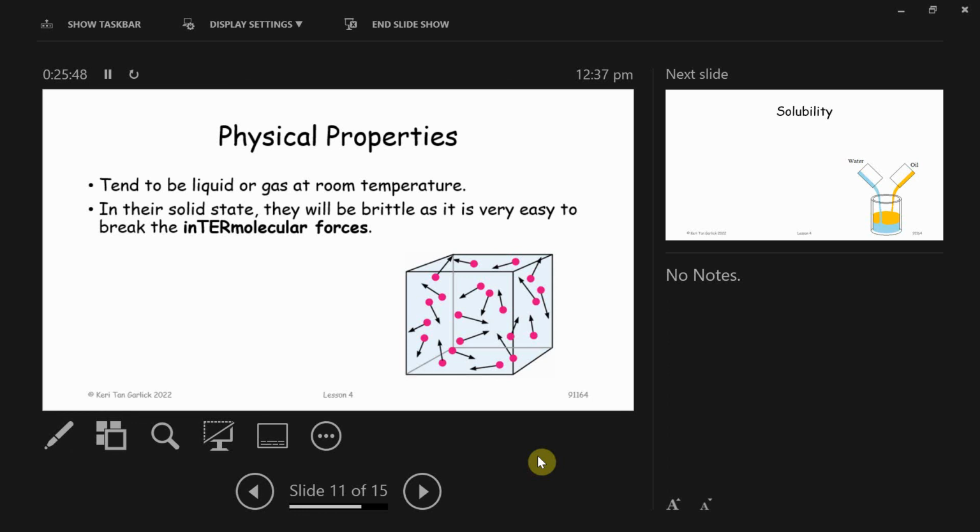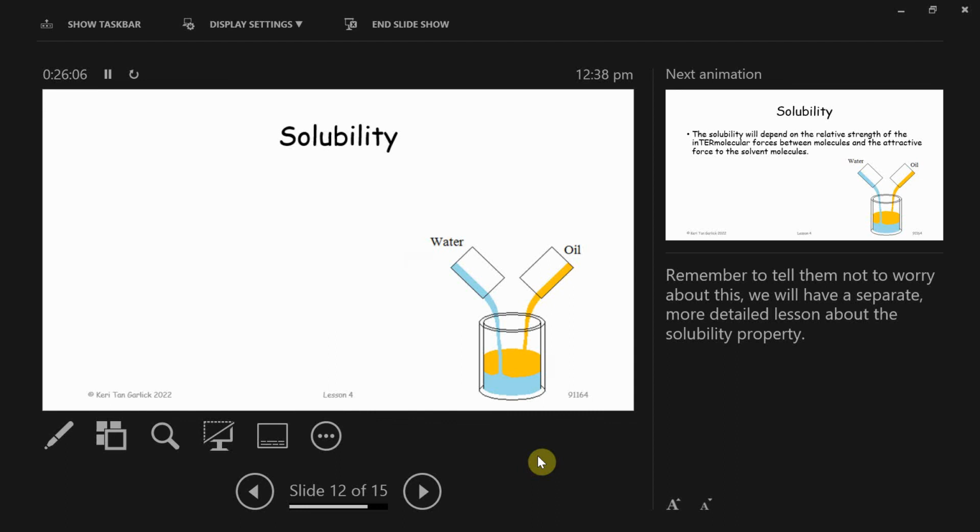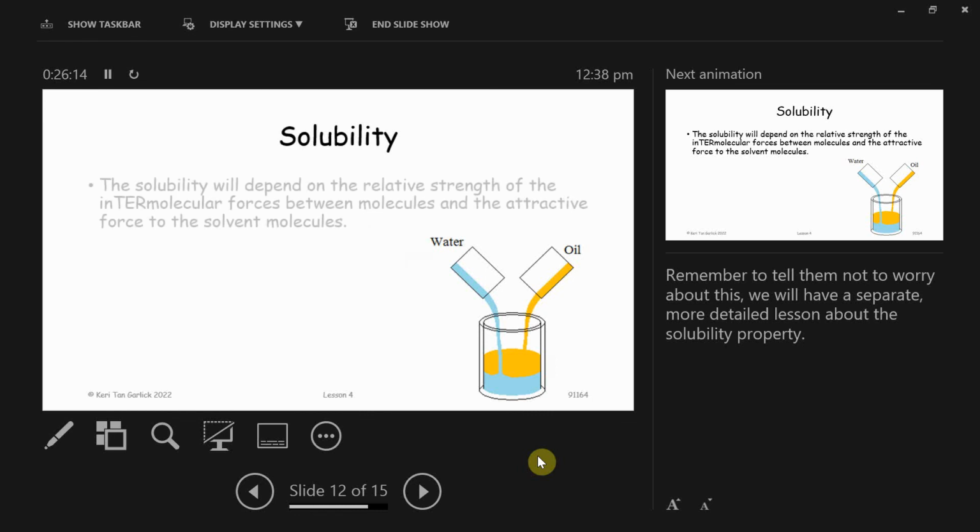Don't worry about copying everything that I have there. For the new people, don't worry about madly writing down all these notes. It is in the booklet, and I have provided the PowerPoint on my Google site. I'm going to drop the notes down onto the slide itself. All right, solubility is the next thing. We will do a whole separate lesson on solubility, so don't worry if you don't quite understand.